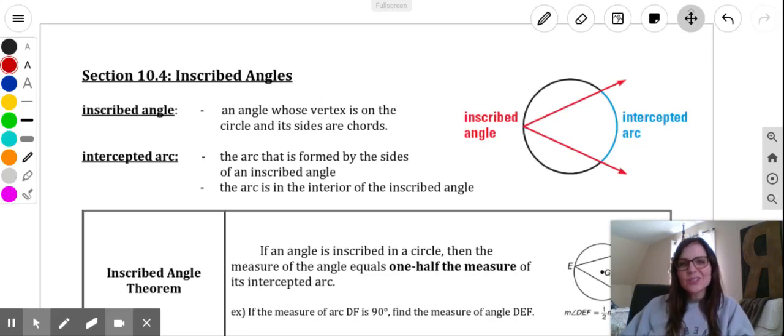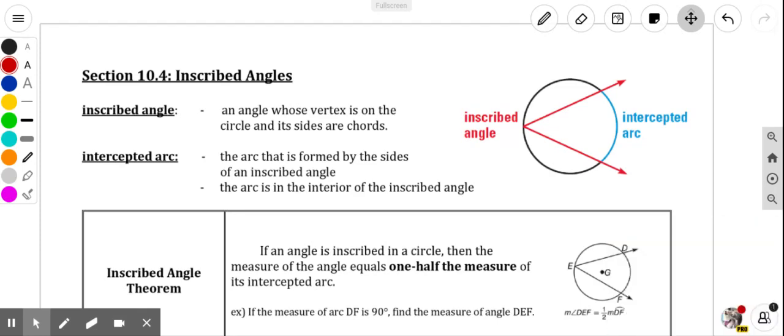Hi guys, so today we are learning section 10.4, which is about inscribed angles. There's a couple new vocab words we're going to learn and a few theorems. Okay, so first we are going to define an inscribed angle.